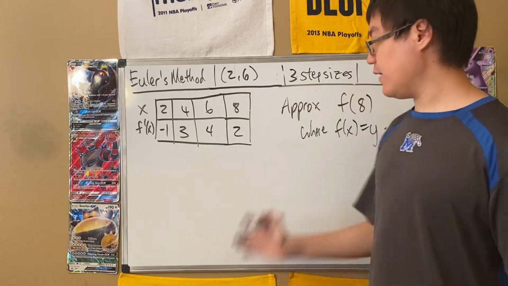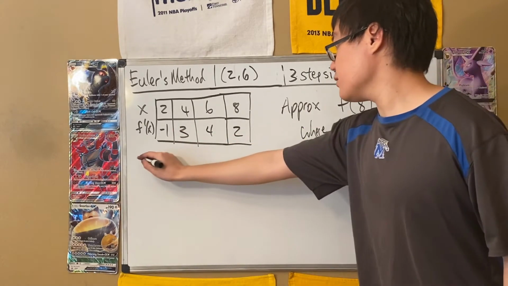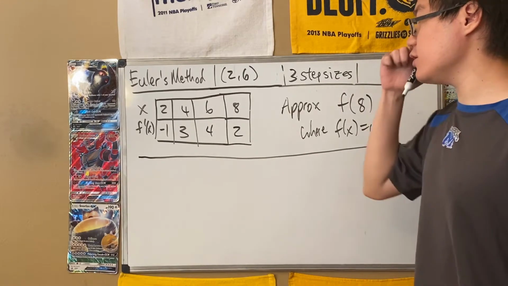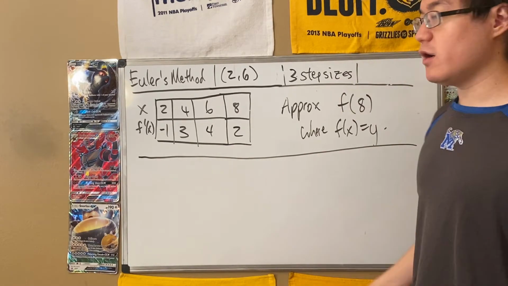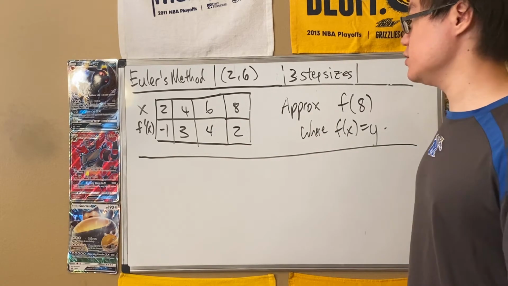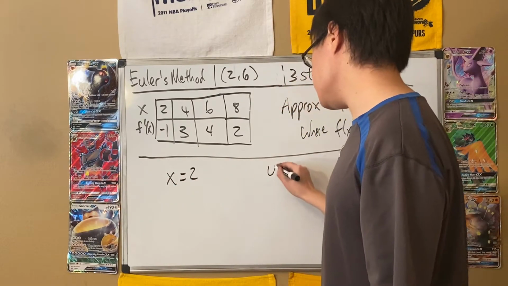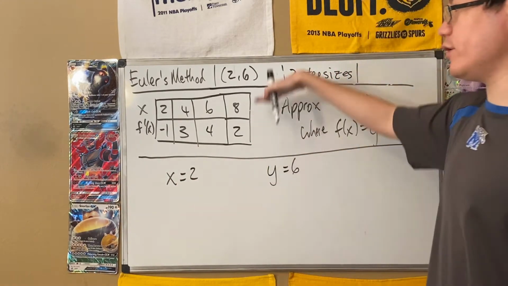And f of x has f prime values that are given in this table. So again, it's not going to be any different than our previous one. So let's just start off with a process where when we find slope, we're just going to use this table instead of using a given differential equation. So in this case, it's going to be x is equal to 2, y is equal to 6, just like normal, writing out our initial point.